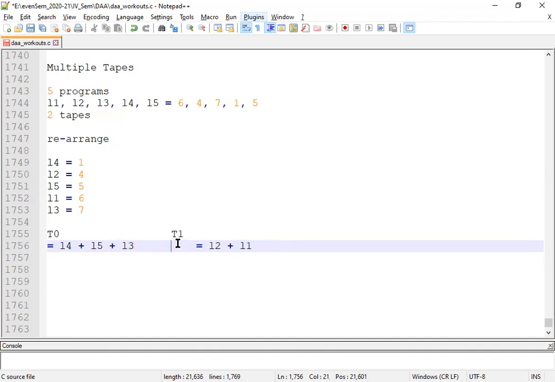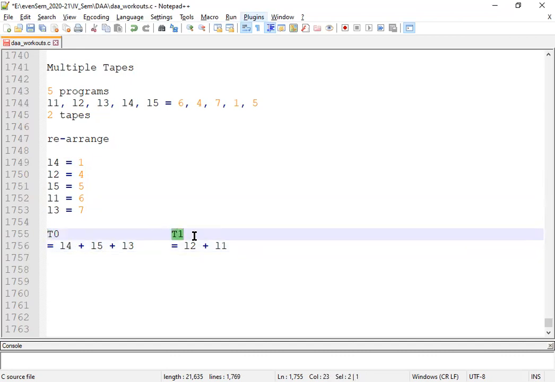If you look at the pattern here, after rearranging all the programs in ascending order of length, one program is placed on the first tape, the next one on the second. Then for the third, we come back to the first, and then move on to the next. So alternately, one after the other, we store our programs. If we store them in this order, the mean retrieval time is going to be minimized.